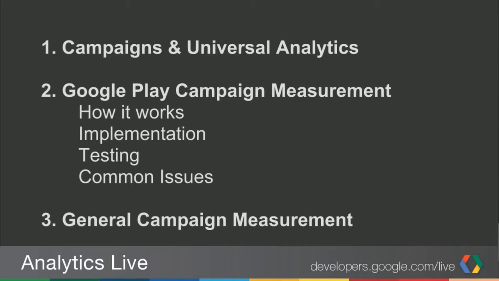And then thirdly, I'll talk about general campaign measurement. This is a less common use case, but it's for cases where you want to do attribution after the app is already installed. So if you have deep links going into your app and you want to be able to attribute the opens of that app because of those deep links back to those sources, you can do that with general campaign measurement. I'll show you how that works as well. So let's jump right in.